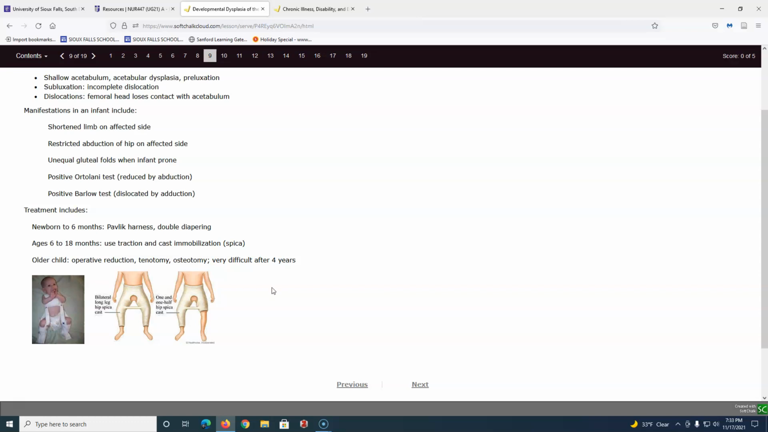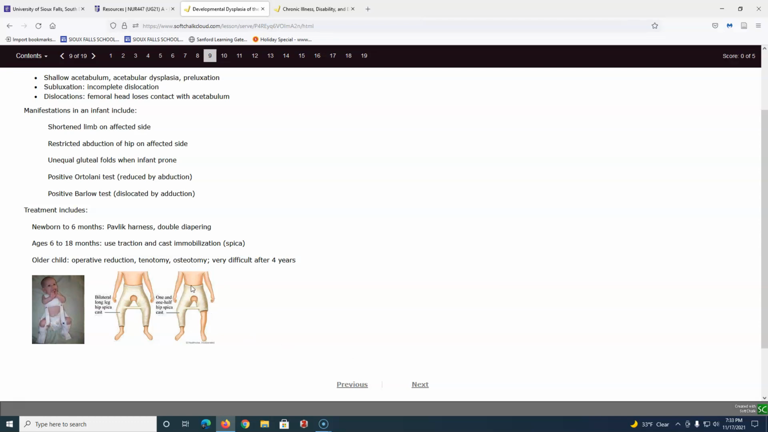And then older kids, their outcomes are worse. It's difficult to treat this, but it might include going back to surgery, operating, reducing this. It might be cutting some of the tendons or even cutting some of the bone and taking that out. So after the age of 4, this is very difficult, but up until then, it's kind of a minor thing.